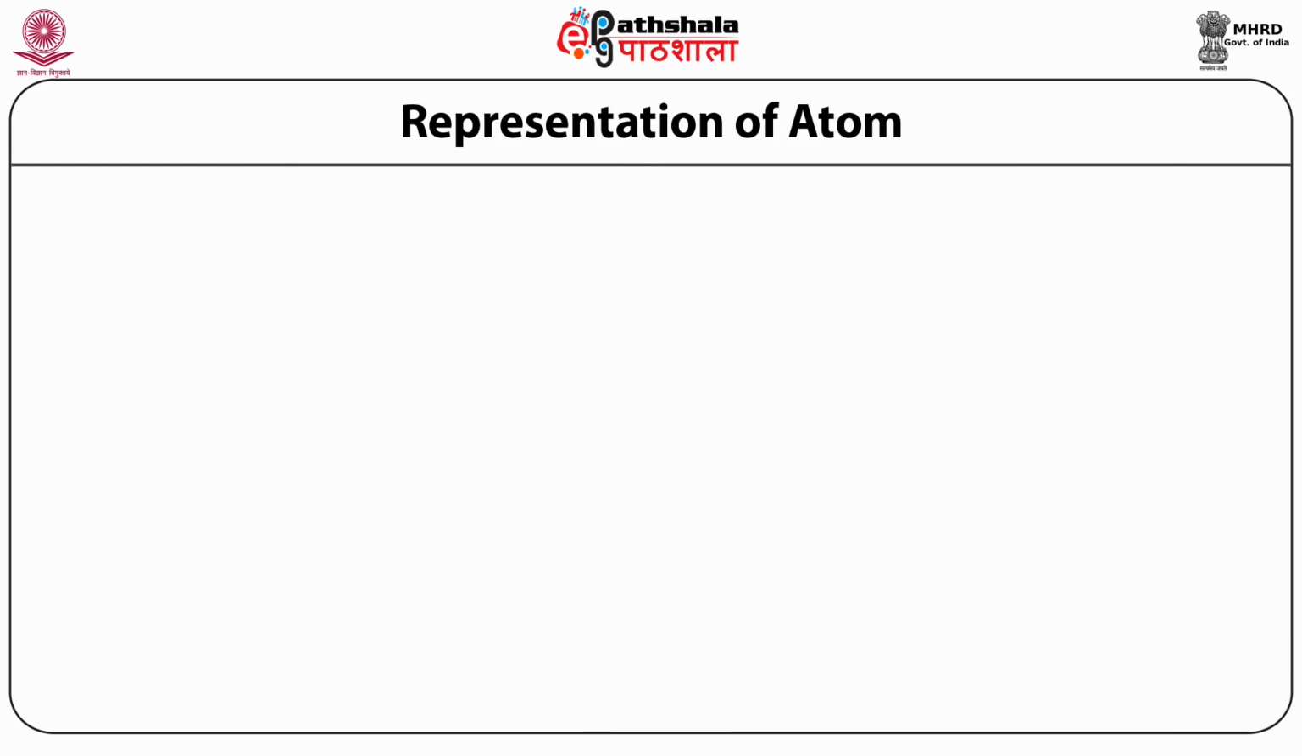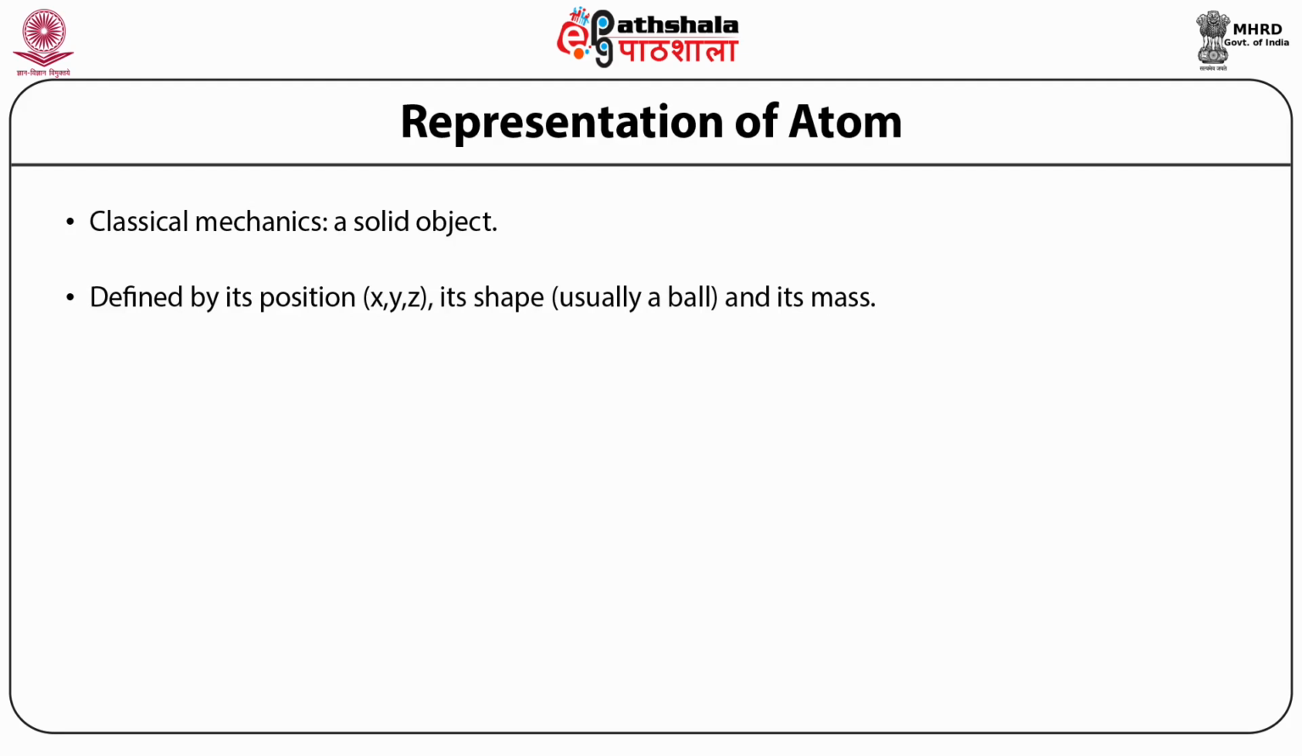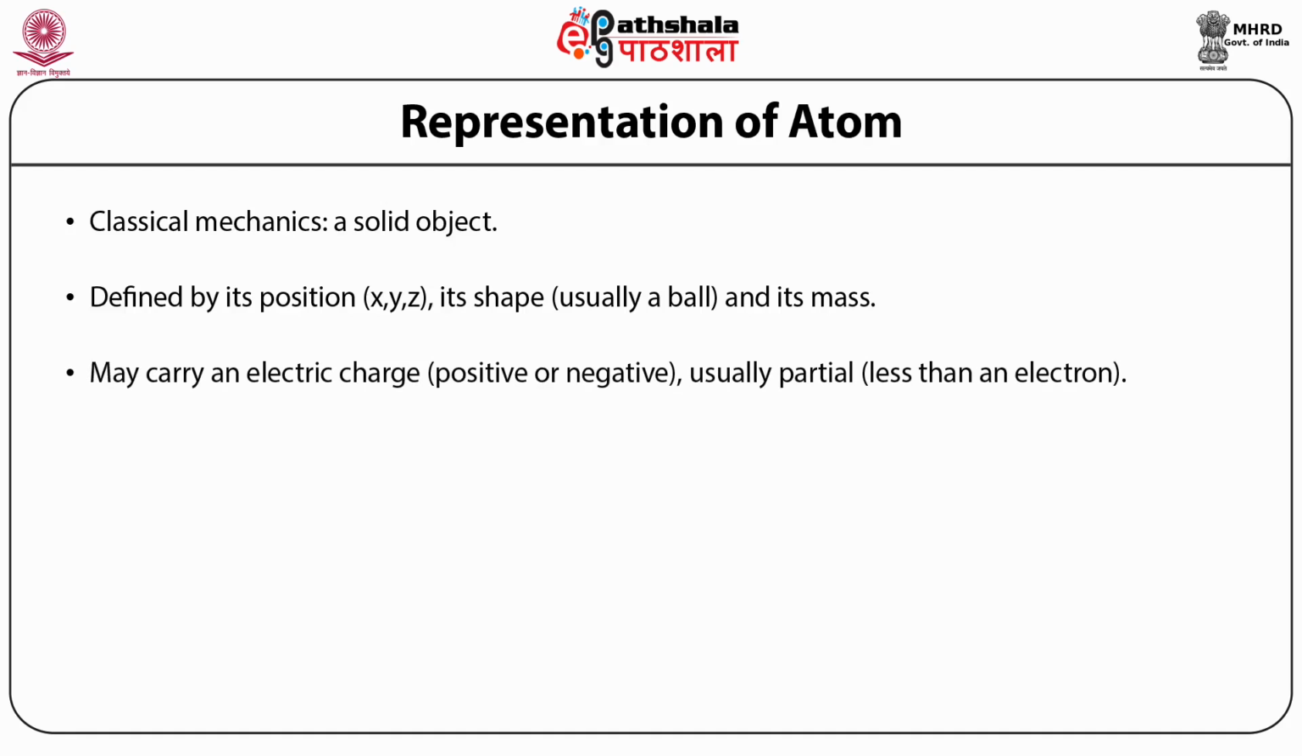We are discussing how the representation of an atom is displayed in this system. When we represent the atoms, as per classical mechanics, it is used as if it is a solid object. Every atom point will have its position XYZ and its shape, usually a spherical ball, and also a mass. Mass is decided by the atom type. It also sometimes may carry an electric charge, either positive or negative.